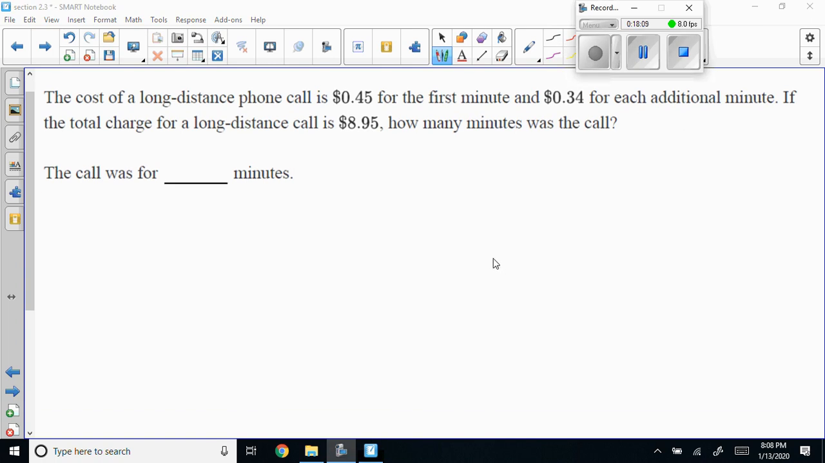Logically, how many minutes did we use? If a long distance call is 45 cents for the first minute, 34 cents for each additional minute, if the total charge for the long distance call was $8.95, how long was the call? Go. How long was it?